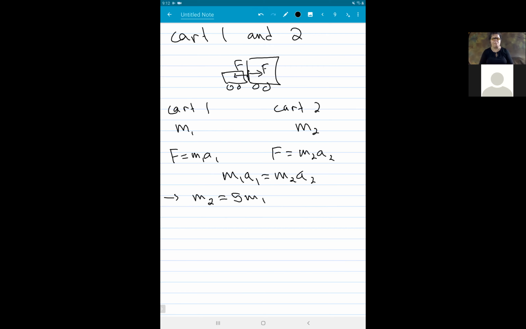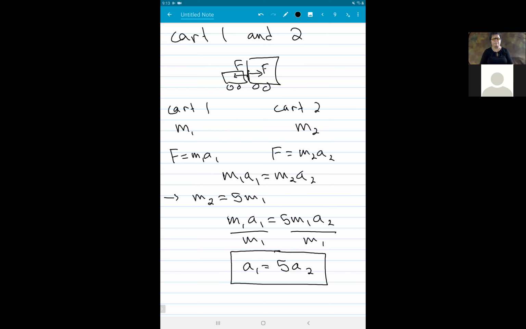So let's see, I can say that m1 a1 is equal to 5 m1 a2. And what they want is they want to write a1 in terms of a2. I can go ahead and divide each side by m1 here. And I'm left with a1 is equal to 5a2. That would be the proper way to derive that. But there you go. That's the solution.